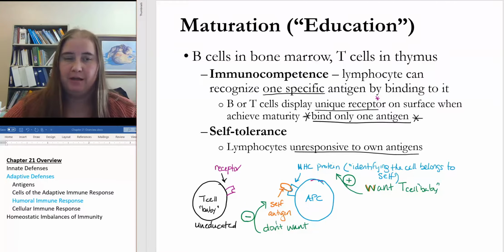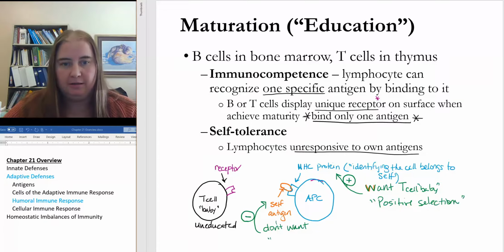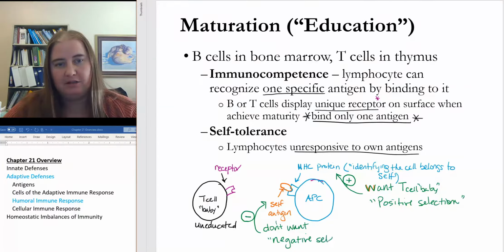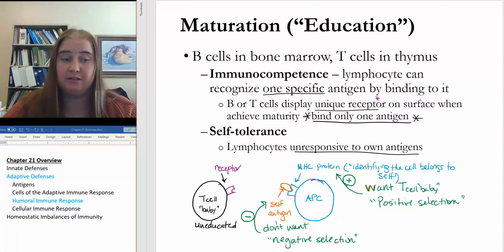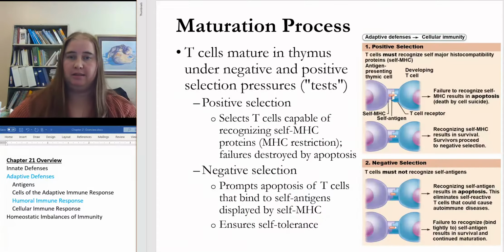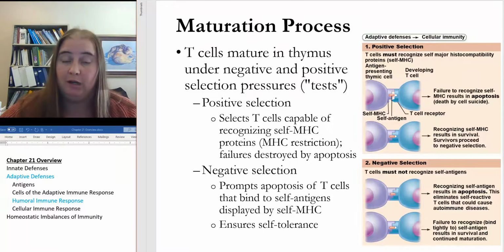Okay. So what this creates is two tests. A positive selection, because we want something to happen, and a negative selection, which is we don't want to recognize the self-antigen, okay? So essentially I just wanted to draw it out so I could explain it, but this picture shows you exactly what that is. Okay, so here's our positive selection.